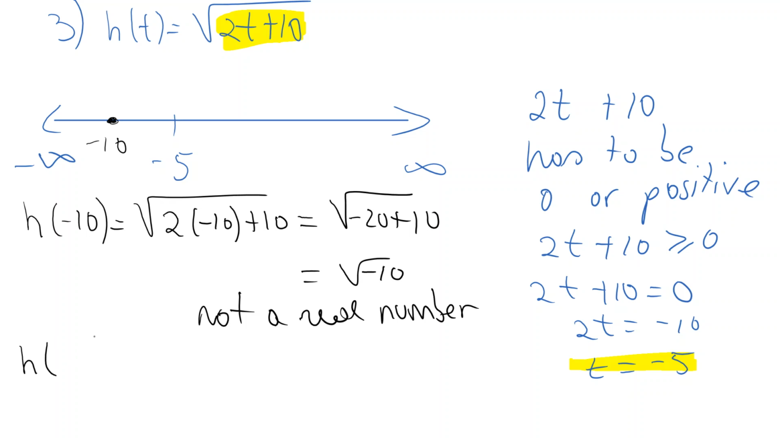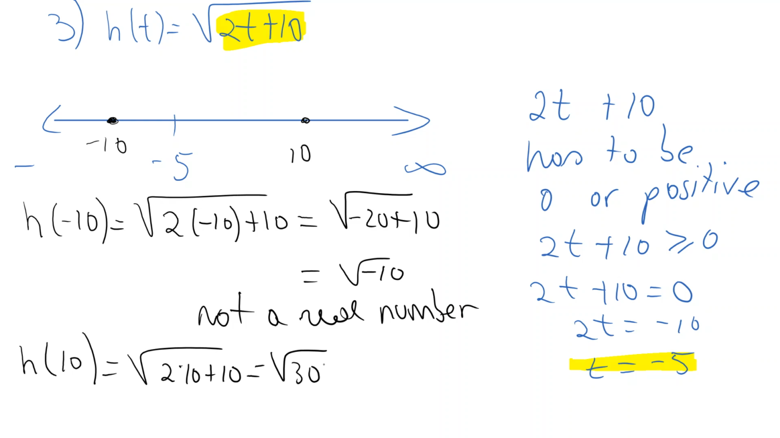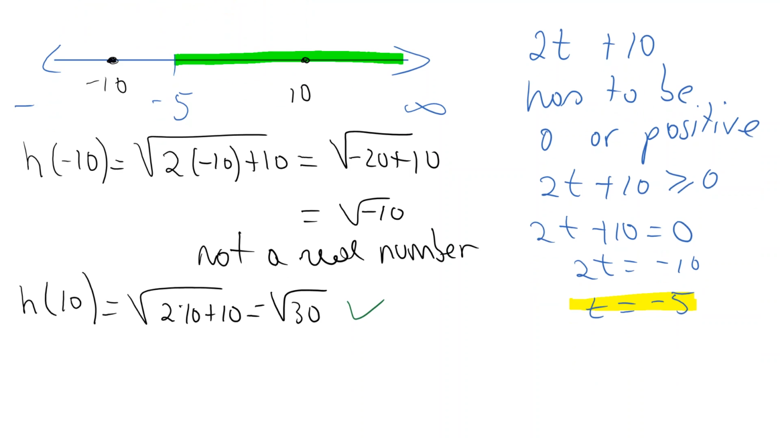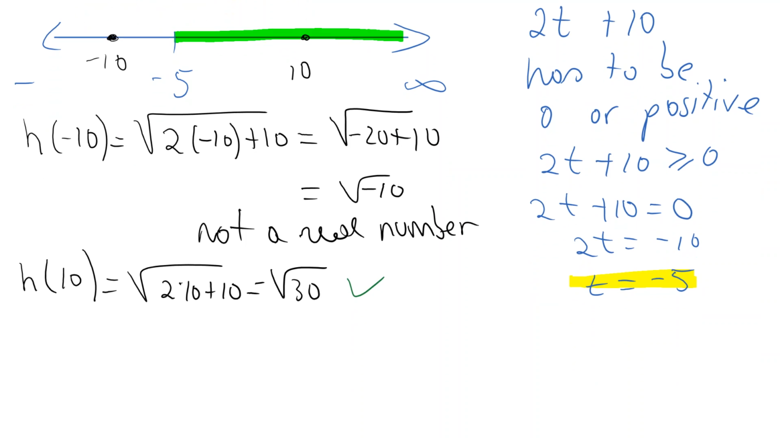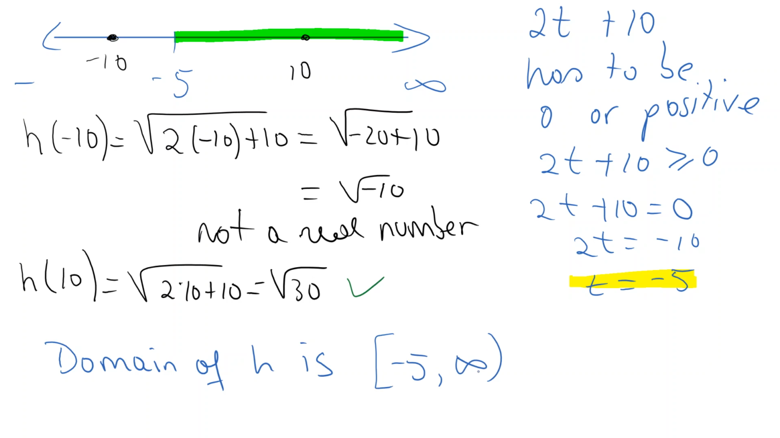If we test anything above negative 5, let's do h of 10, for example, we would have square root of 2 times 10 plus 10, which is square root of 30, which we know is a real number. Okay, so the domain is going to be everything to the right of negative 5. So finally, we can say that the domain of h is negative 5 to infinity. Notice I put a bracket on negative 5 because negative 5 is a valid input. When the input t is negative 5, the output is 0. All right, so that concludes this section.